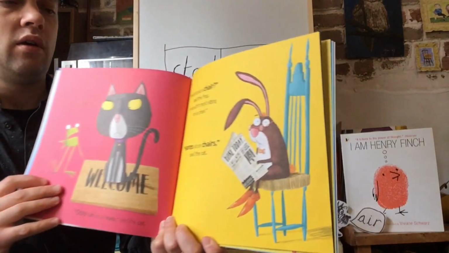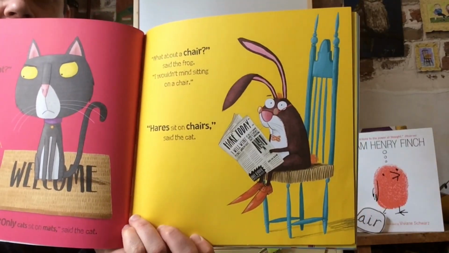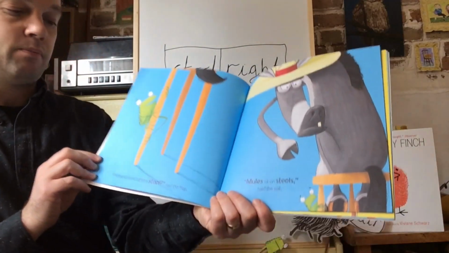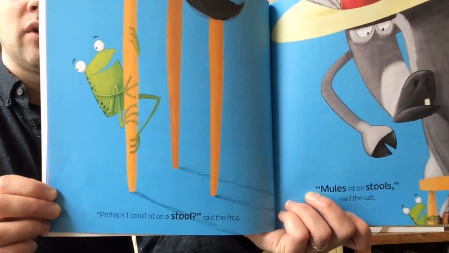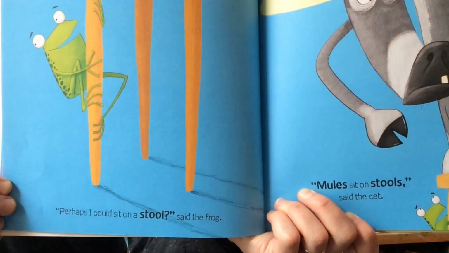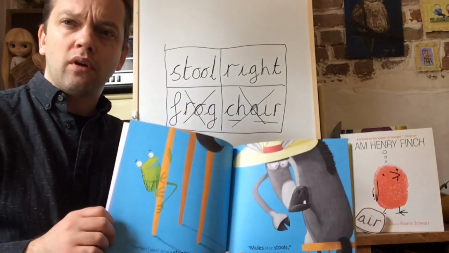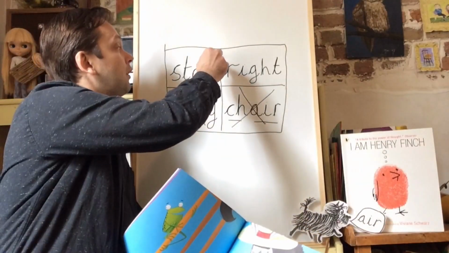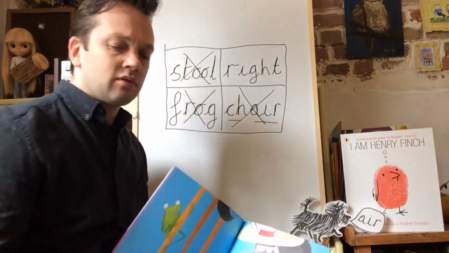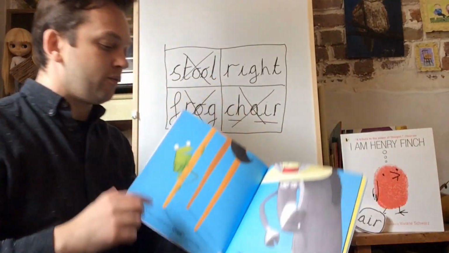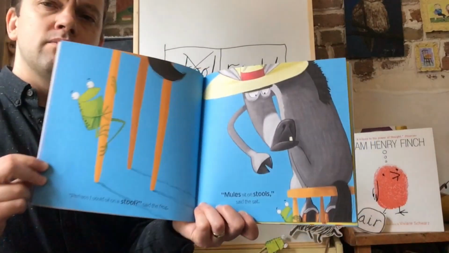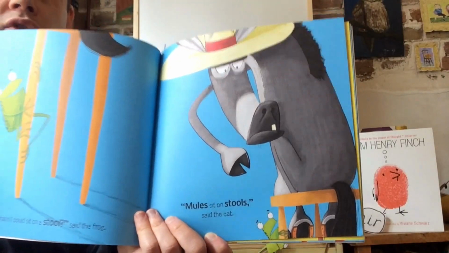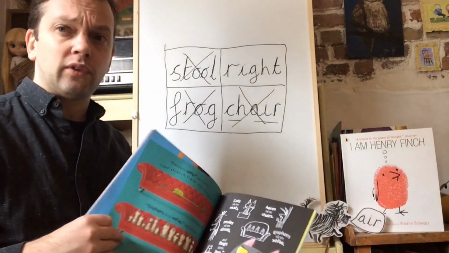Now, hares sit on chairs, said the cat. Perhaps I could sit on a stool, said the frog. Stool. We've got another one, haven't we? Stool. Yes, very good. Only one more to go. Mules sit on stools, said the cat. Well bossy, this cat, isn't he?